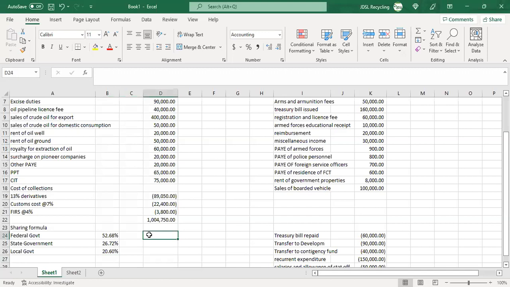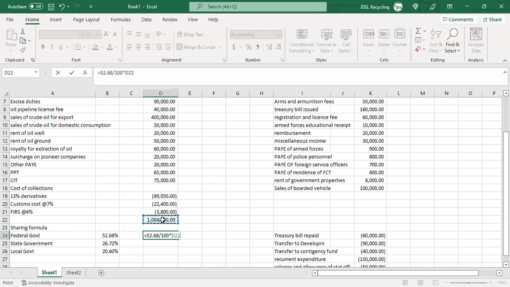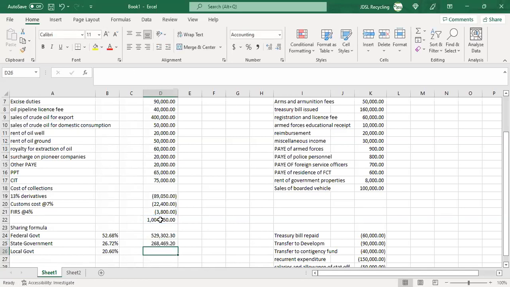All right. So this will now be equal to 52.68/100 multiplied by the balance. This will be equal to 26.72/100 multiplied by the balancing figure, and this will also be equal to 20.60/100 multiplied by this figure here. So these are the allocations from the federation account. Federal government will take 529,302,330. State government will take 268,469, while local government will take 206.